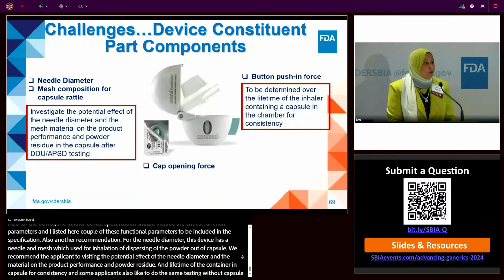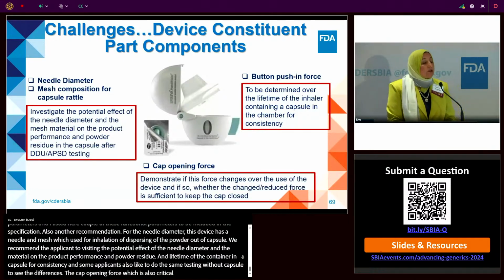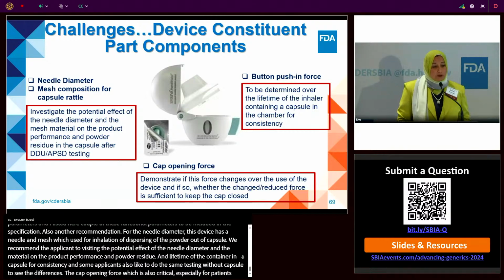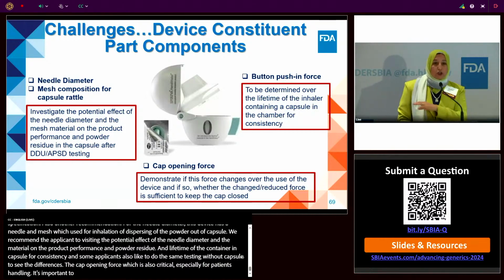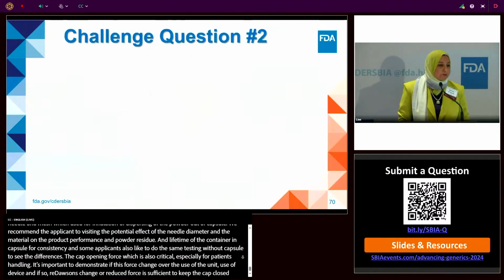The cap opening force is also critical, especially for patient handling. It's important to demonstrate whether this force changes over the use of the device, and if so, that the reduced force is sufficient to keep the cap closed and allow the patient to open it easily.